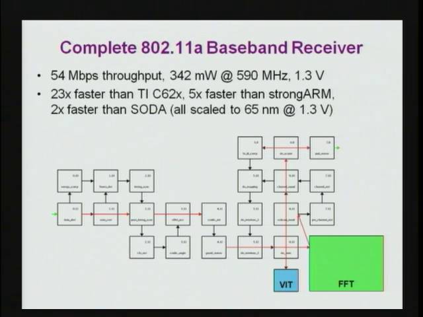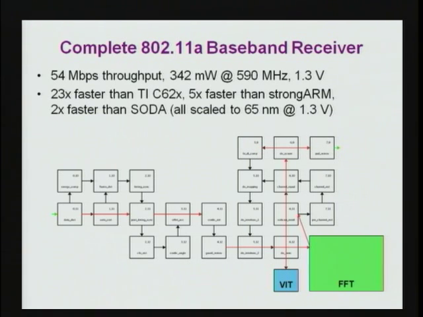This implementation achieves a 54 megabit per second throughput while running at 590 megahertz on all the cores at 1.3 volts, dissipating about 342 milliwatts. This is 23 times faster than a TI C62X implementation, 5 times faster than a StrongARM implementation, and 2 times faster than a state-of-the-art software-defined radio platform implementation.